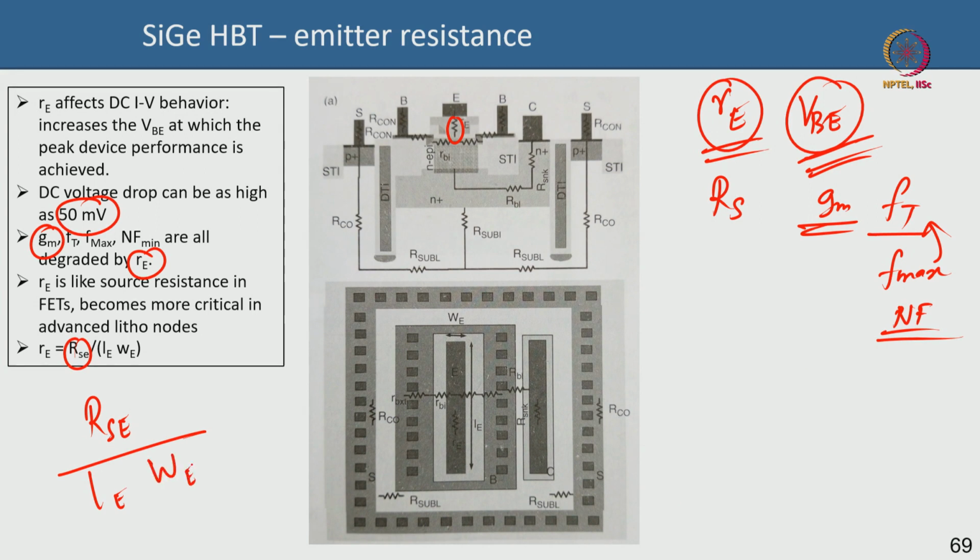In a highly scaled device like 130 nanometer, 90 nanometer, 65 nanometer, etc., your length and width both need to be scaled down, and then it leads to an increase in the emitter contact resistance or overall emitter resistance. That's not good. So with aggressively scaled nodes, the emitter resistance becomes a more concerning factor.